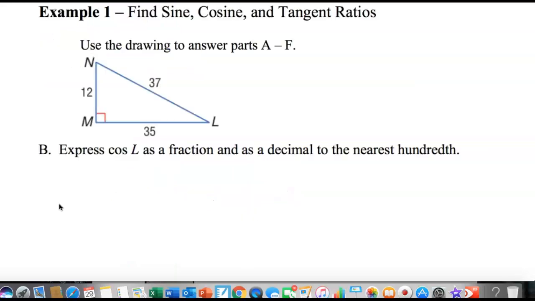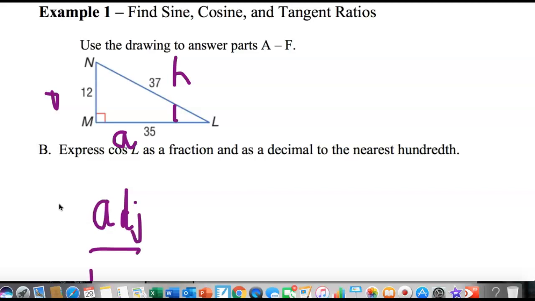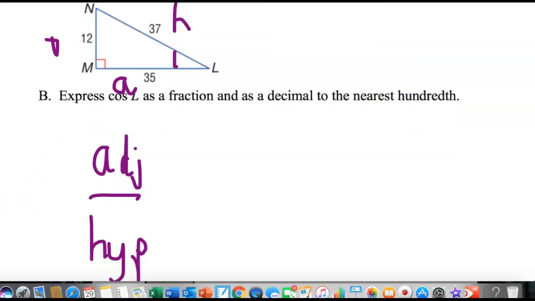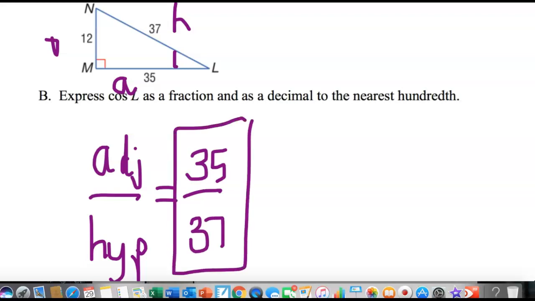Moving on to the next one. Again, they're asking now for cosine, still in terms of L. So here's my angle L, this is opposite, here's my hypotenuse, here's my adjacent. So I need a fraction that is adjacent over hypotenuse. And my value here is going to be my adjacent side, which is 35, over my hypotenuse, again, which is 37. And you can just leave it as this fraction.